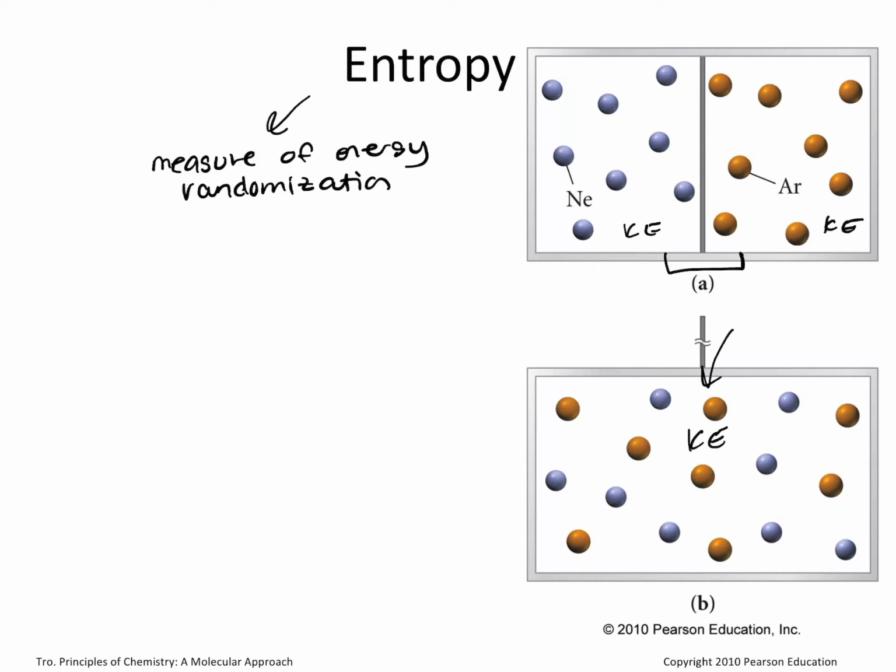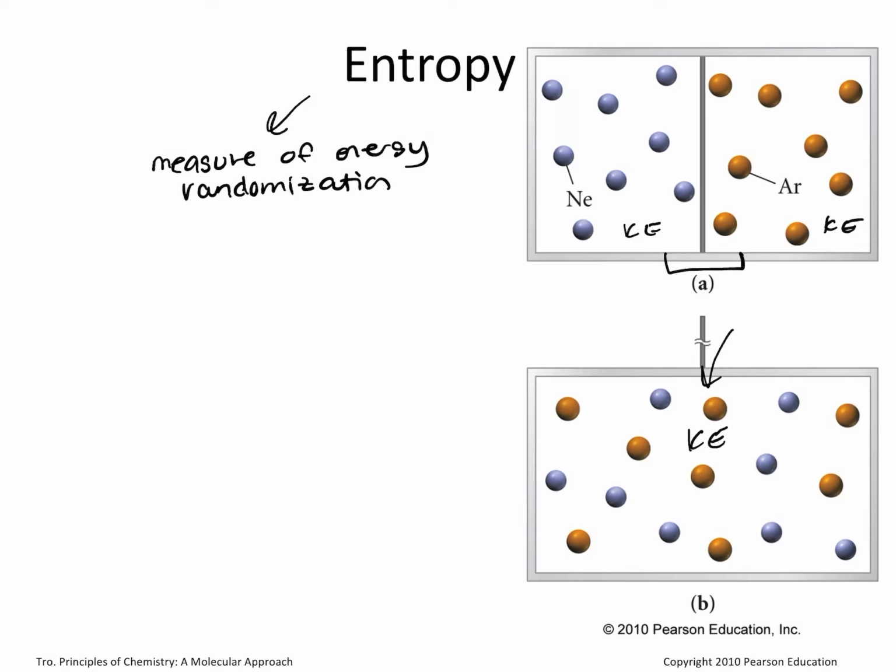So this has some kind of a kinetic energy. This has some kind of a kinetic energy. When you lift the barrier, it now is spread out over the entire volume, increasing that motion, therefore increasing the kinetic energy. So the tendency towards mixing gives us a higher energy dispersal.